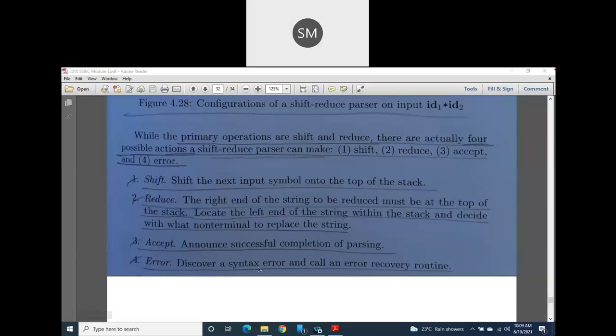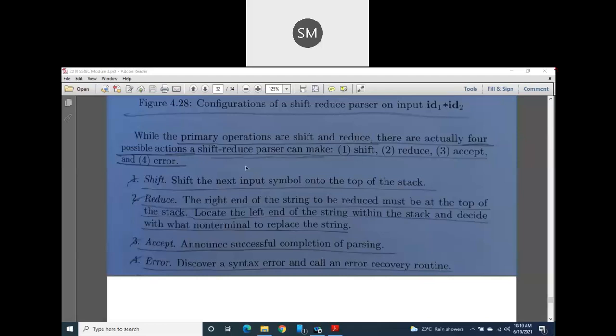You have to find out whether any syntax error is present or not. If it is present, you should call the error recovery routine. Error recovery methods or strategies I already discussed: panic mode, phrase level, global correction. These are all error recovery strategies, correct? So if there is any syntax error, then you should immediately call the error recovery routine.